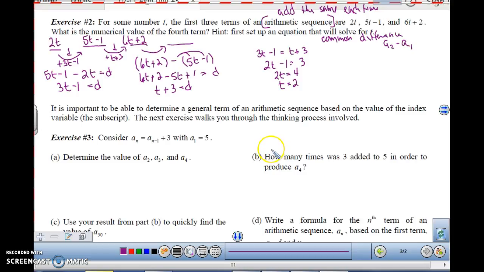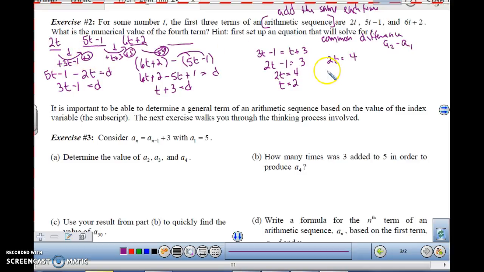Okay, so what does that tell us our common difference is going to be? Our common difference is going to be 5. 3 times 2 is 6, plus 1 minus 1 is 5. t plus 3 is 2 plus 3, which is 5. So that means I'm going to add 5 here as well. Okay, so let's see what our terms are. My first term of my sequence, 2t, is going to be 4. Now my second term, if I did it correctly, should be adding 5, so it should be 9.